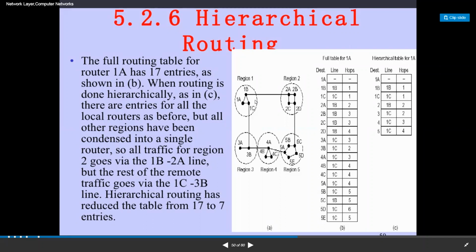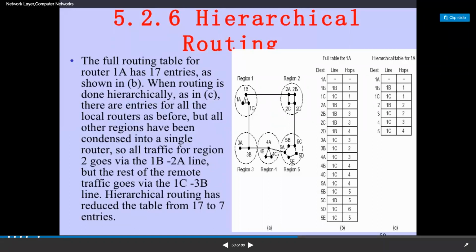1A to 2A: 1A to 1B, 1B to 2A. That is 1A to 2A, the line will be 1B, and the hops will be 2. Next, 1A to 2B: 1A to 1B, 1B to 2A and 2A to 2B.